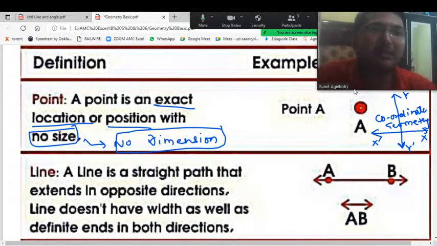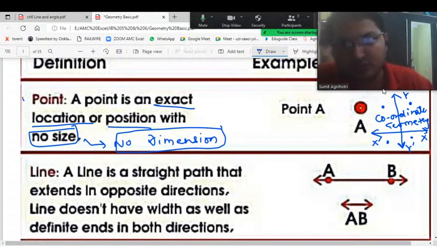The point may be located anywhere, maybe on the first quadrant, maybe on the second quadrant, maybe on the third quadrant, maybe on the fourth quadrant. Anywhere it can be located. This was the first thing that we need to focus on, that is point. The second thing is line.